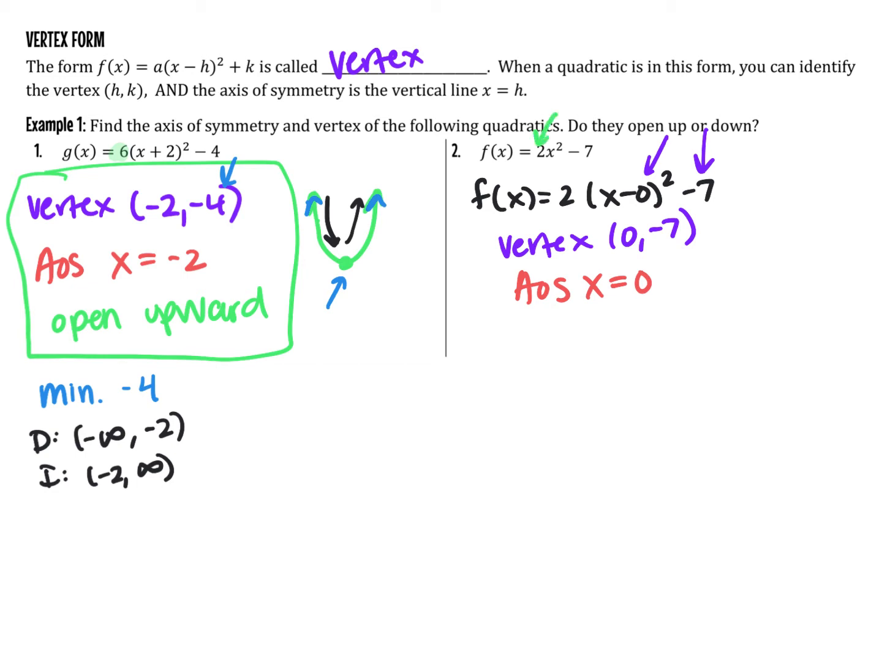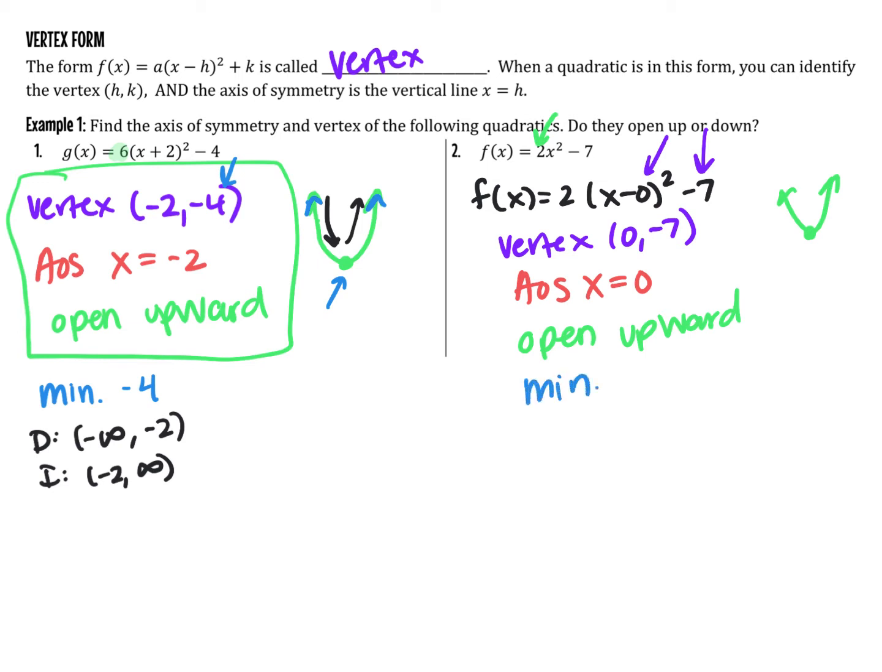In front, we have a 2, which means this quadratic is going to open upward. And I want you to see if you can identify, and this is going to be really similar to the last one, if there's a max or a min and the interval on which this is increasing or decreasing. So go ahead and pause the video and try and do that on your own.